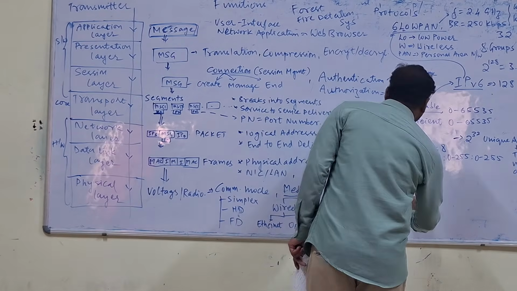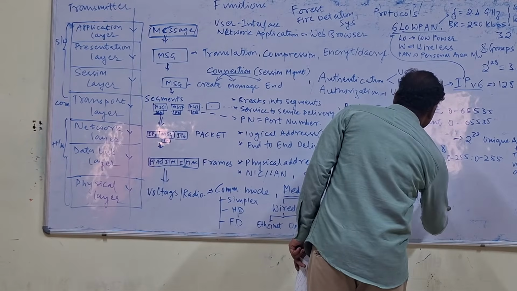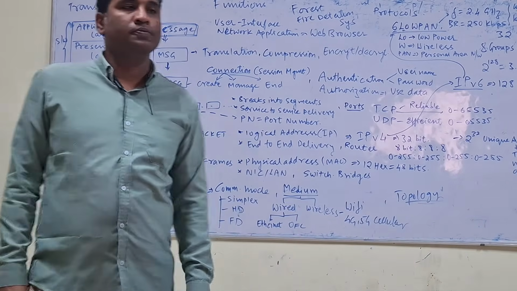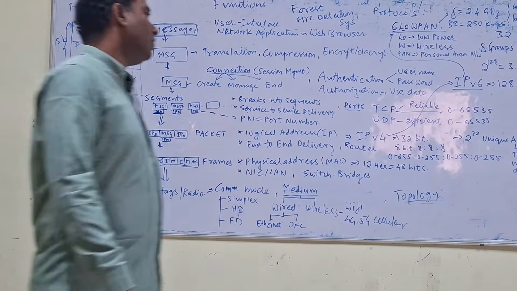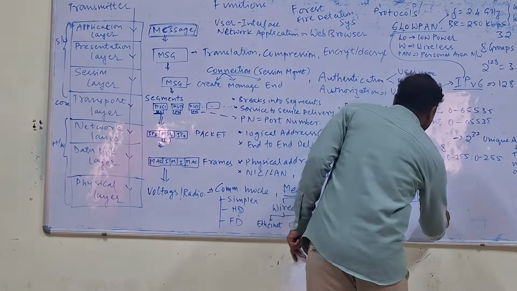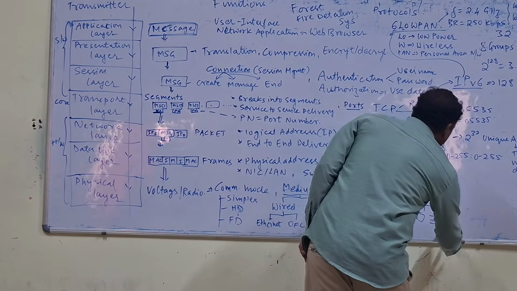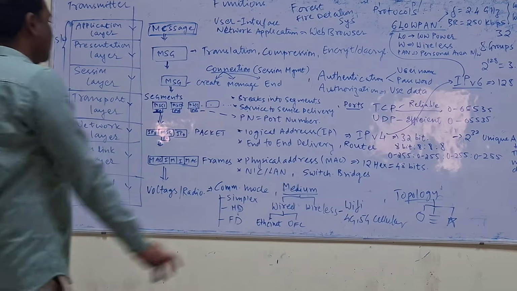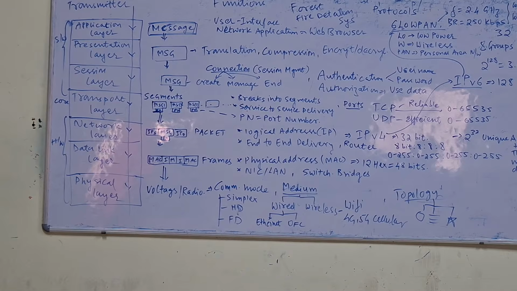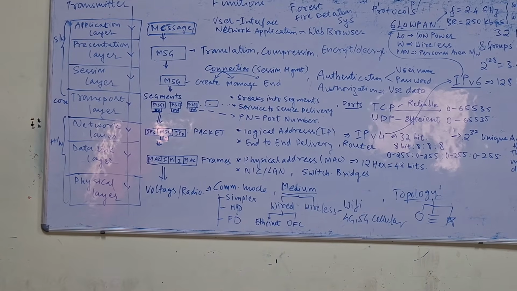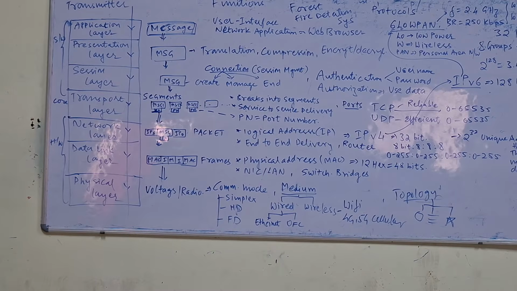Here topology is also decided. Is it ring topology, bus topology, star topology? Like that, all those physical things will be decided here: how your data or message moves physically over the network. All these will be decided at this layer.